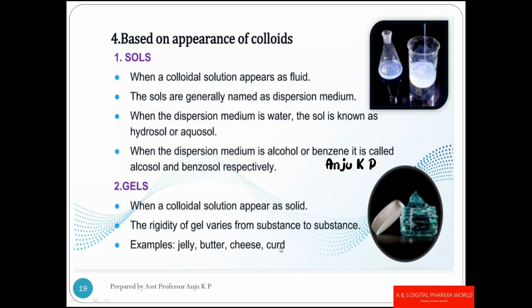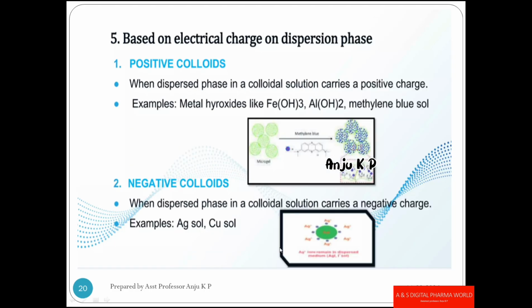Okay, now we'll see the next classification based on the electric charge on the dispersed phase. We have positive colloids and negative colloids. Positive colloids means the dispersed phase in a colloidal solution carries a positive charge. Example, you can give metal hydroxides like ferric hydroxide, aluminum hydroxide, methylene blue sol. Next, negative colloids, where the dispersed phase in a colloidal solution carries a negative charge.